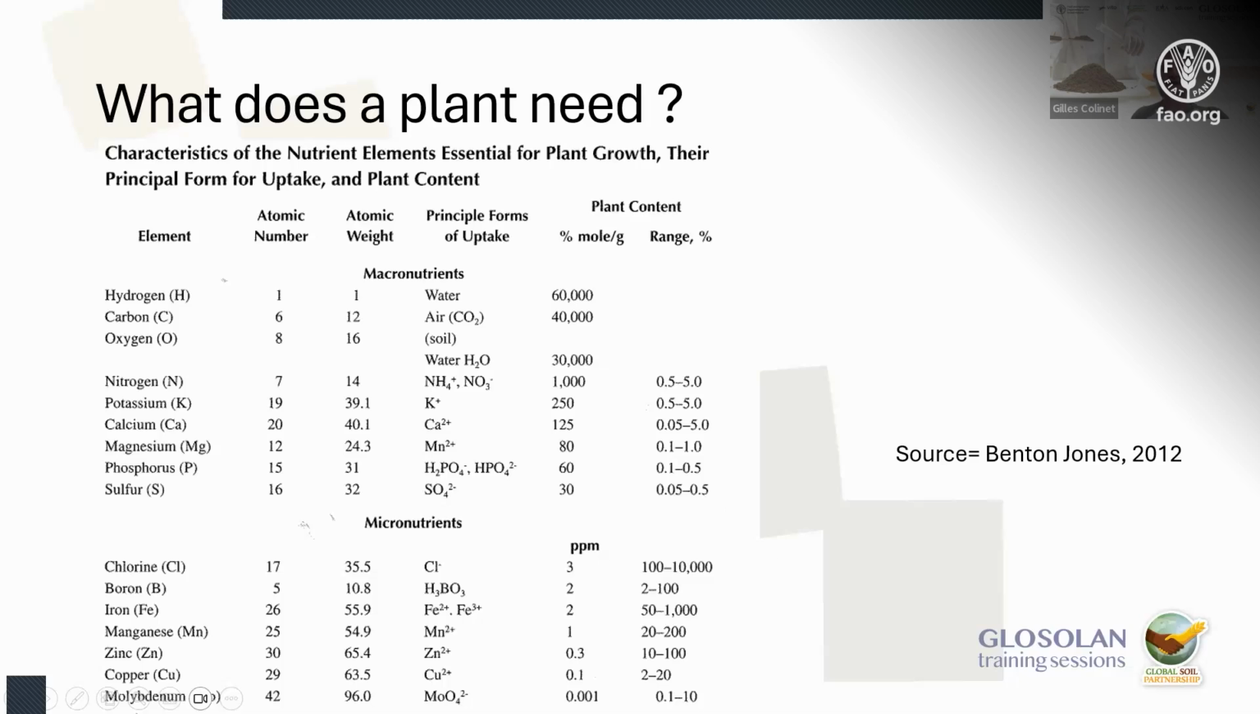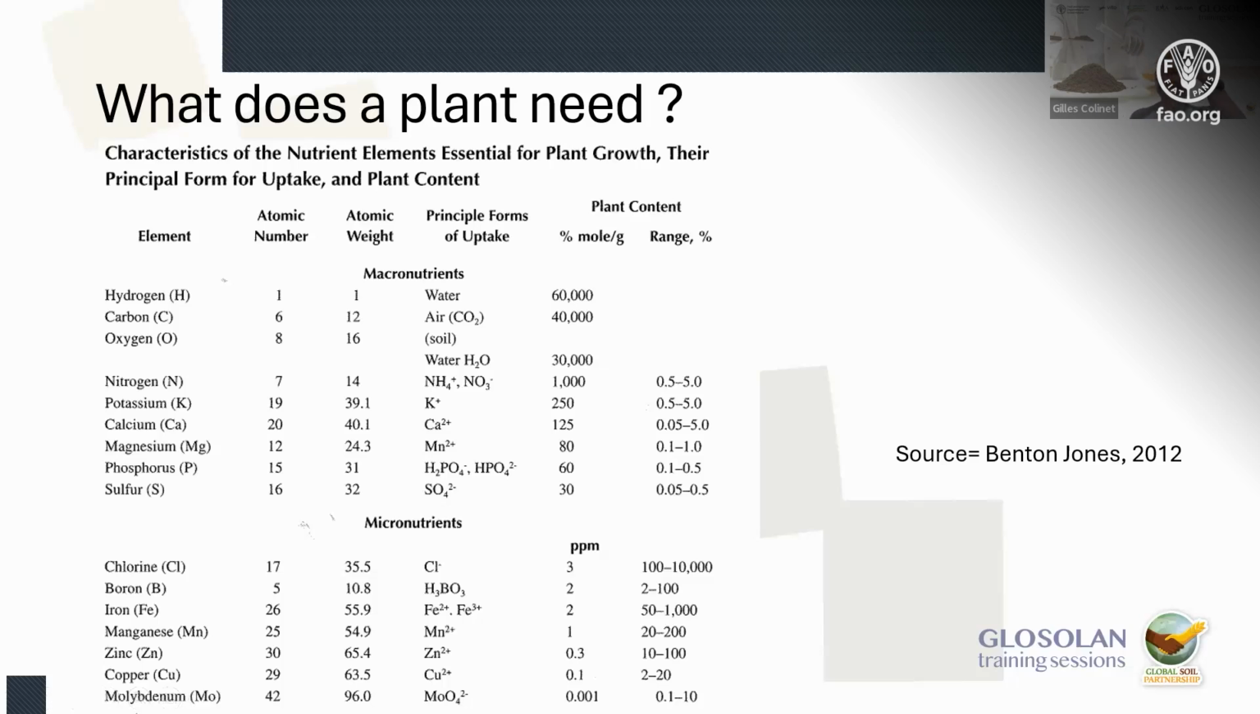And about the micronutrients, we don't speak about percentage, but more about ppm. So these are the ranges of concentration that you will find in the plant. Chlorine is from 100 to 10,000, so it's a very wide range of concentration. Boron is less than 100. Iron is between 50 and 1,000 ppm. The manganese, the zinc, the copper, and the molybdenum are usually at lower concentrations.